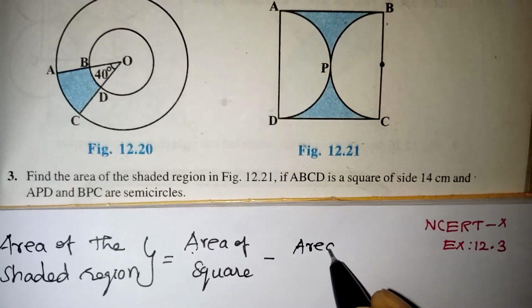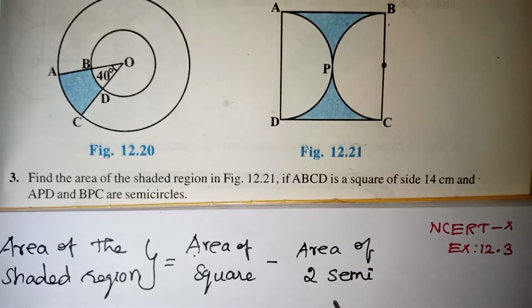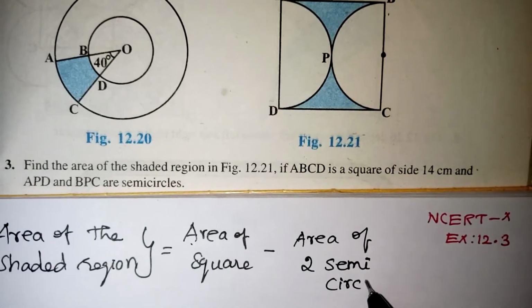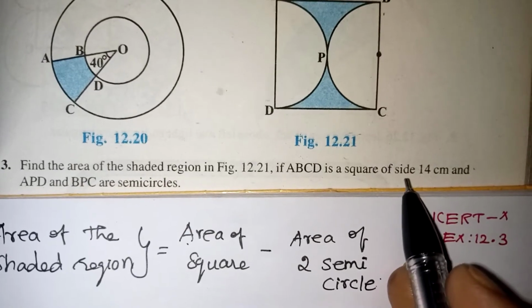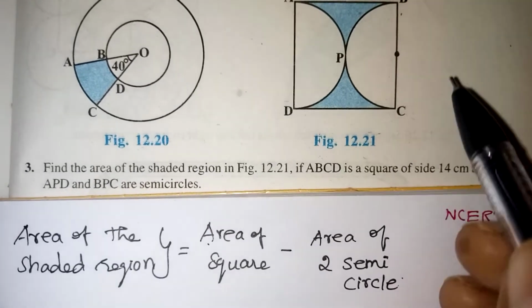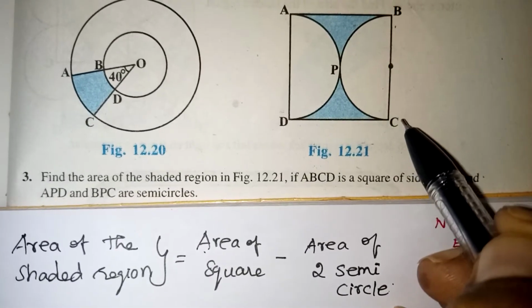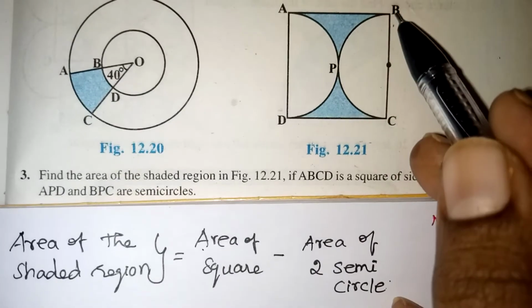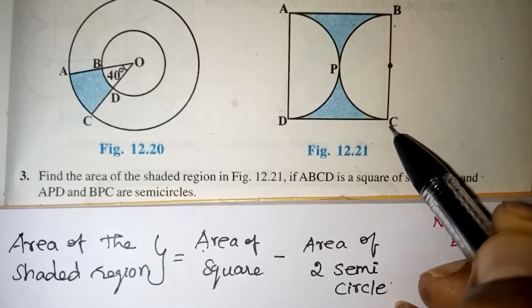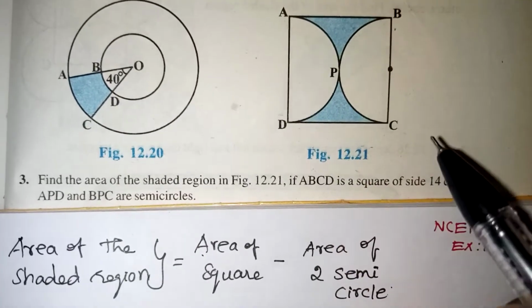We can write the area of two semicircles because both have the same radius. I didn't mention the radius in the question, but they have given the side of the square as 14. So this side BC is also 14. This BC is nothing but the diameter of the semicircle. So the diameter is 14 centimeter. For the other semicircle also it is the same thing because the whole shape is a square.